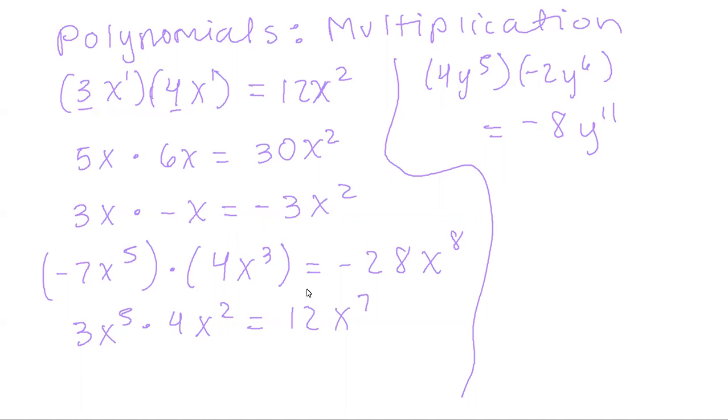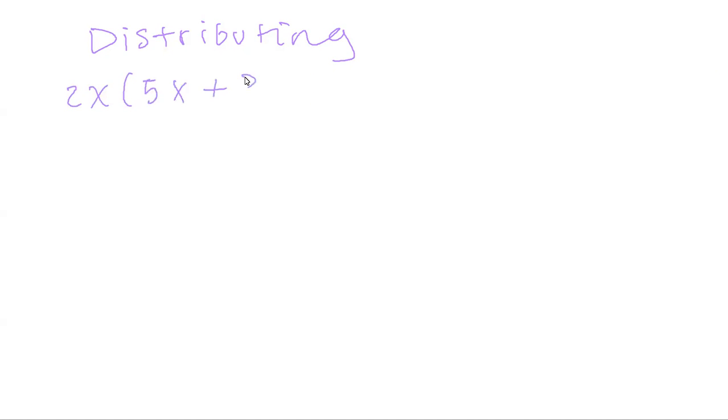All right, so the next step we'll talk about is, I guess we can just call this distributing. So if I had 2x times 5x plus 3, I just distribute the 2x over, so I have 10x squared and then plus 6x, like that.